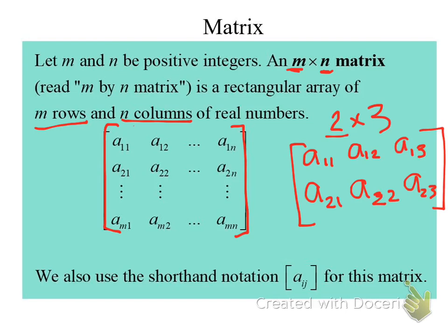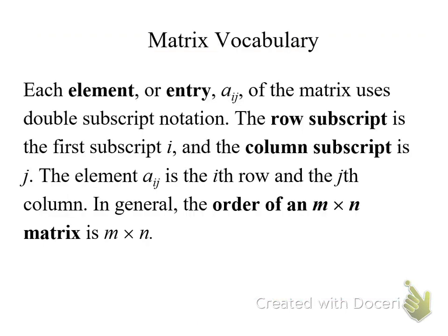And so for matrix shorthand, we often use a i j. What that means is if I tell you that A is a 2 by 3 matrix, I also could have said it using some shorthand notation as well. So let's go ahead and get some terminology.